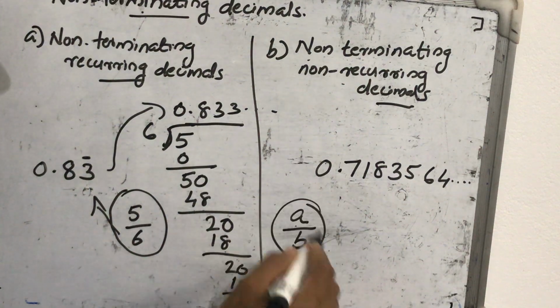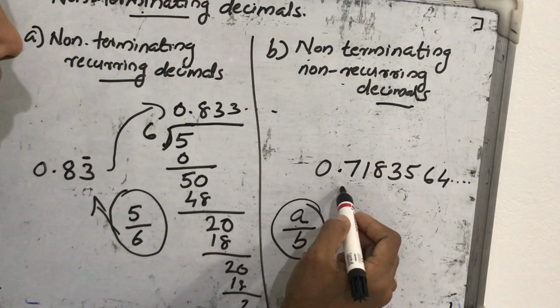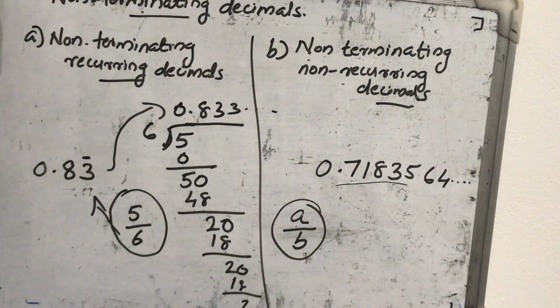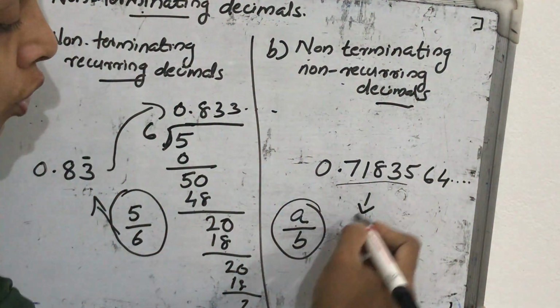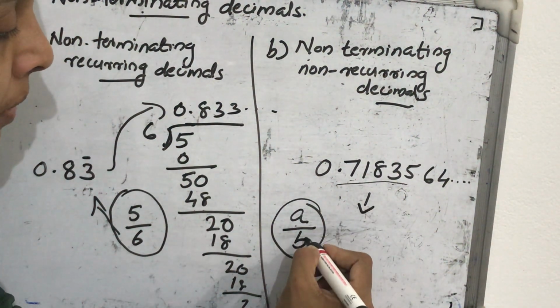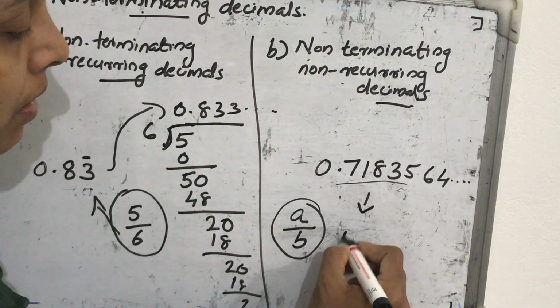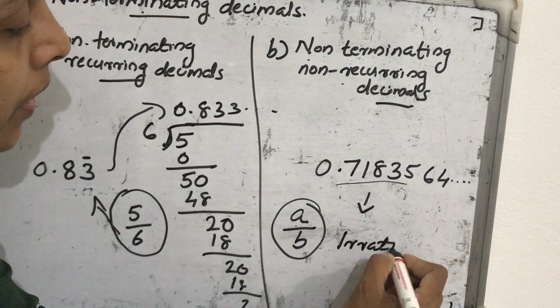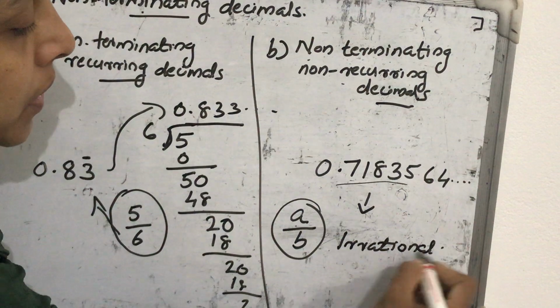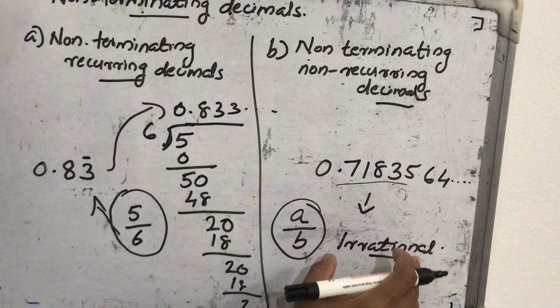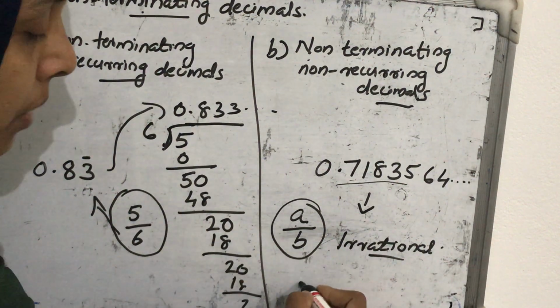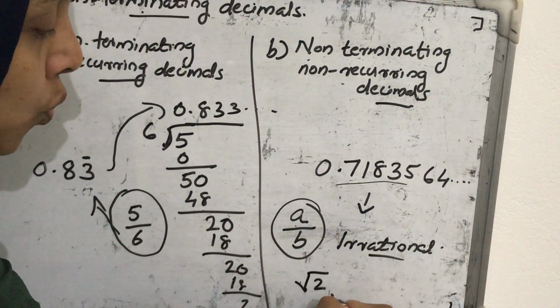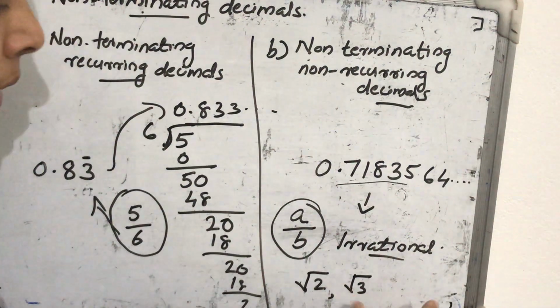Such decimals are called by another name: irrational numbers, because they cannot be expressed in the form a by b. This type of decimals are called irrational numbers. You will study these in higher classes. Did you see examples of irrational numbers? Root 2, root 3, this type of numbers.